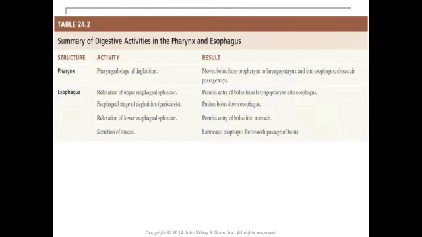So table 24.2 appears on page 958. And this table summarizes the digestive activities in the pharynx and the esophagus. So please spend a little bit of your own time with this table.